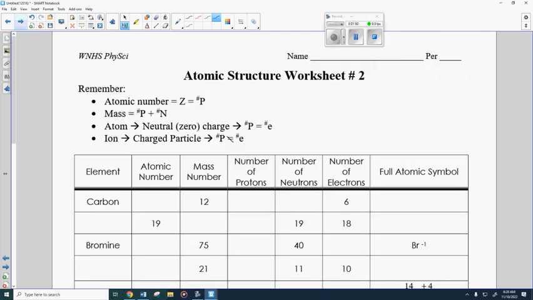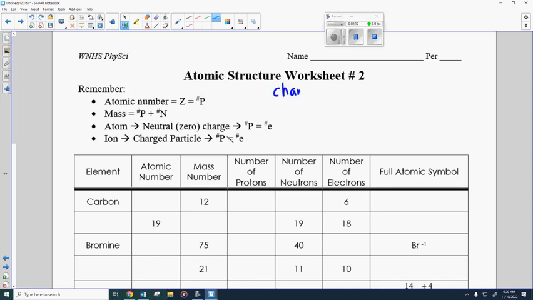Let's go ahead and take a look at our worksheet here. I have some reminders up there. They say a lot of the same things I just said. I'm going to go ahead and write out my two equations, though, because I want to use those a bunch during these practice problems.